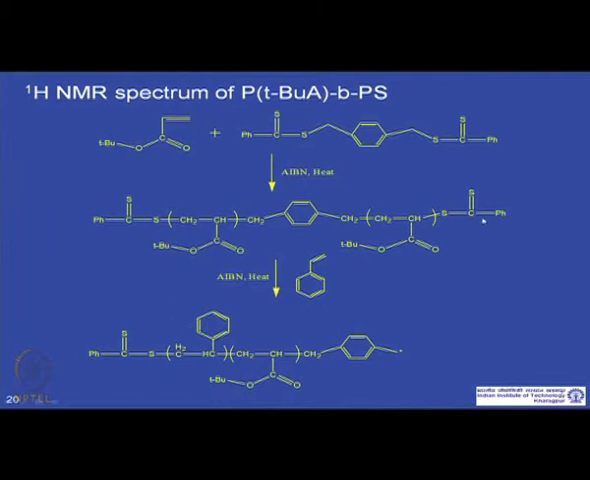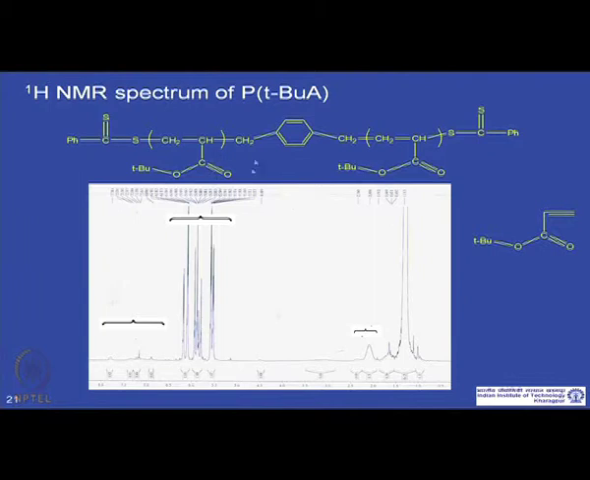From the NMR structure of this, we can get the molecular weight of the first block, and from the proton NMR of the second, we can get the composition of polystyrene and poly tertiary butyl acrylate, and obviously from that we can get the block length of the second block as well. How? This is the example: the proton NMR spectrum for the first block, the block of tertiary butyl acrylate.